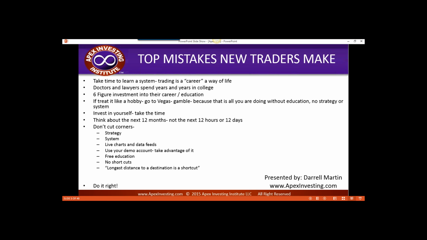Don't cut corners on your strategies, your systems. Don't be using some random online charts you found. You want to make sure you have live charts and a live data feed. You have demo accounts, use them. Don't jump in from day one trading your live money and pressing buttons. Use your demo account. Use your demo money while you're learning, while you're mastering your strategies and your systems.